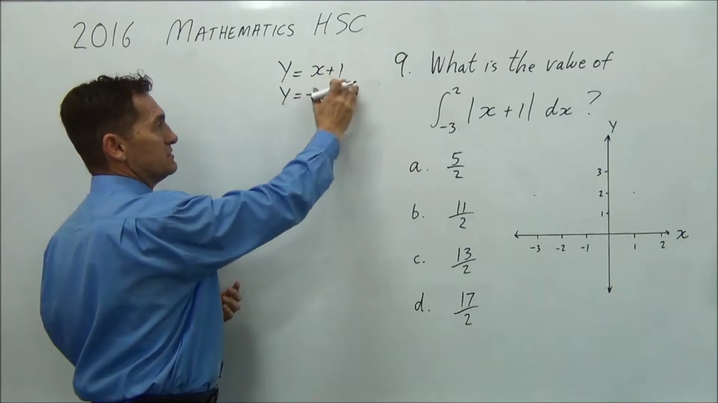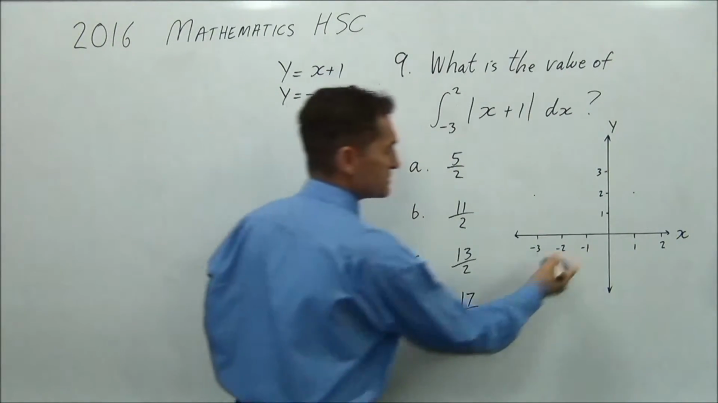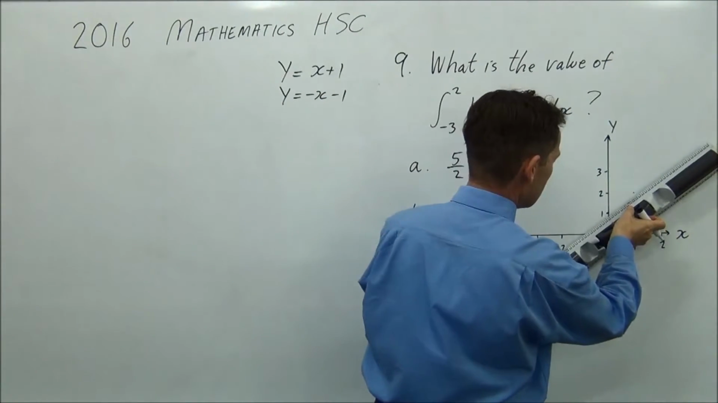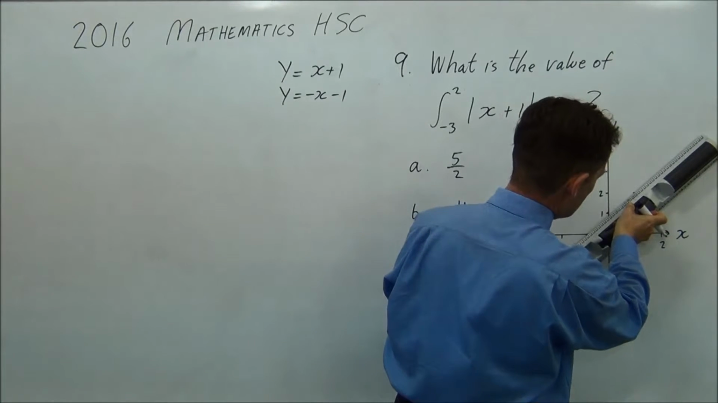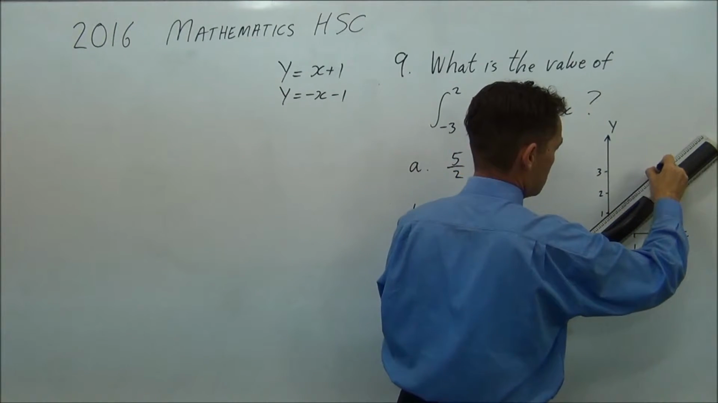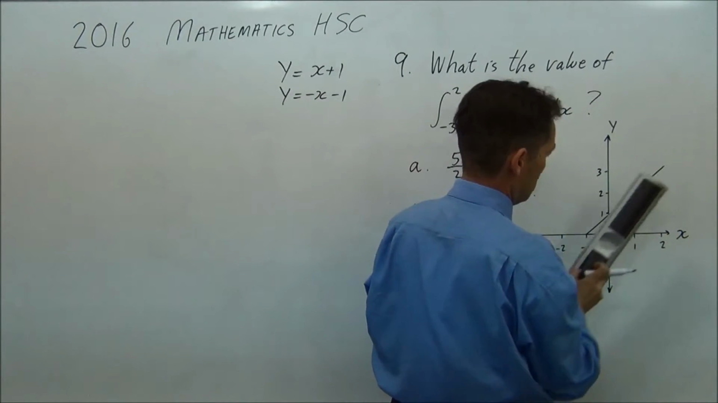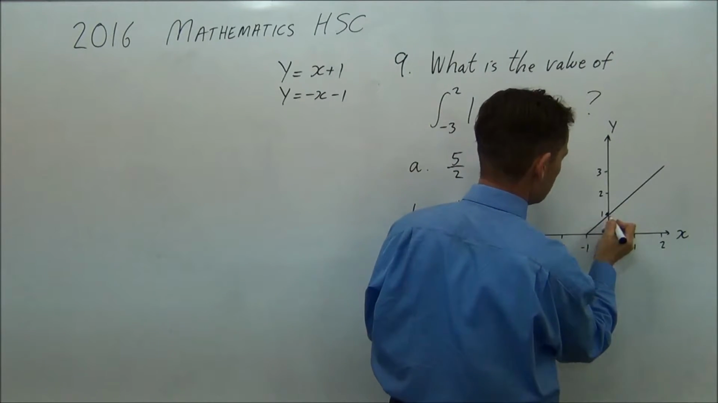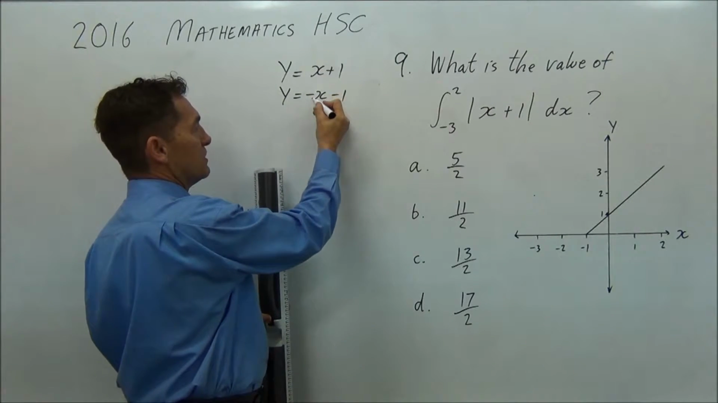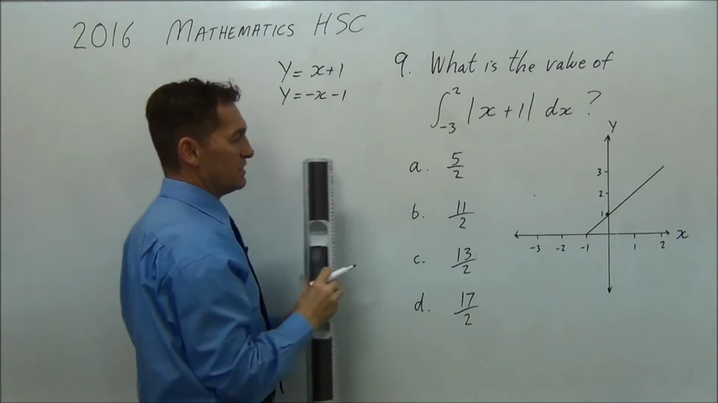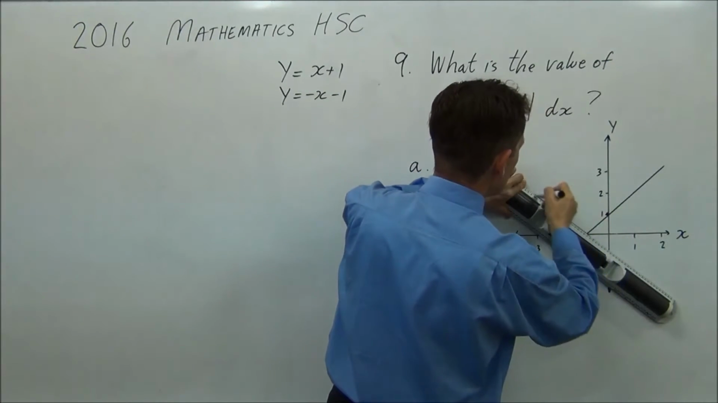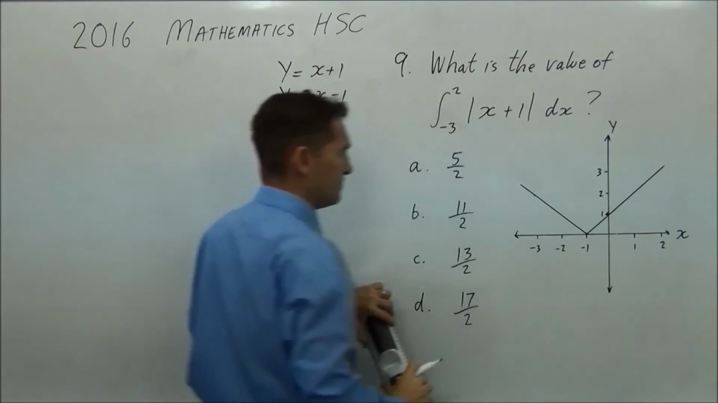So if we draw these in, y equals x plus 1, we know it's going to pass through 1 and therefore have a gradient of 1. So it will go like that. Let's try and draw it straight. It will go roughly like that. And that will actually pass through 1, but I've missed. And the other one, y equals minus x minus 1, well, it's got a -1 gradient and it passes through -1. So it will go at 90 degrees like that, okay?